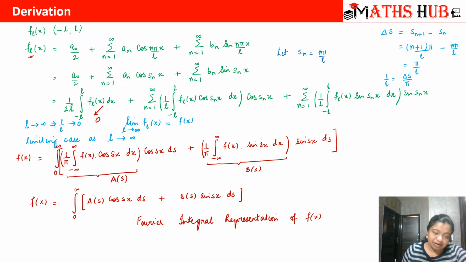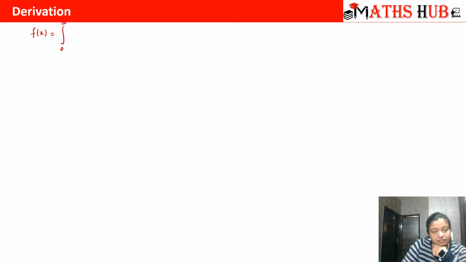Now, this Fourier integral representation gives rise to two types of transforms, that is the Fourier cosine transform and the Fourier sine transform, depending on whether the function is even or odd. So let us try to see this. How do we get the Fourier cosine and Fourier sine representations? As we wrote, f(x) was the integral from 0 to infinity of A(s) cos Sx plus B(s) sine Sx, and the common integral was with respect to ds, right?